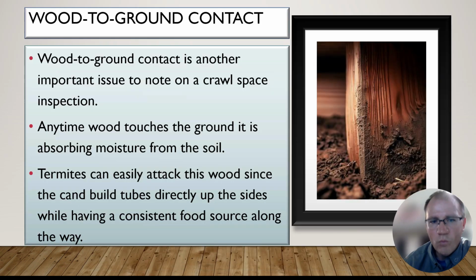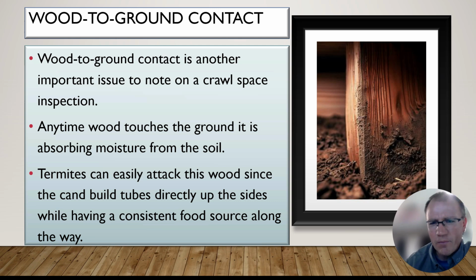Let's take a look at wood to ground contact. Wood to ground contact is another important issue to note in a crawl space inspection. Anytime wood touches the ground, it is absorbing moisture from the soil. Termites can easily attack this wood since they can build the tubes right up the sides while having a consistent food source along the way.